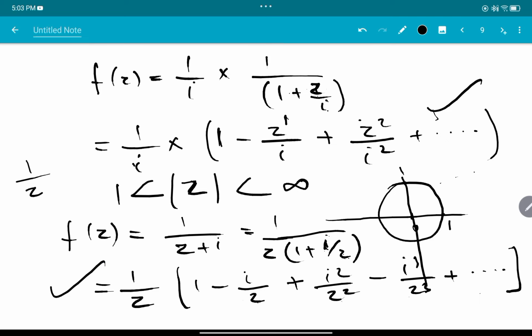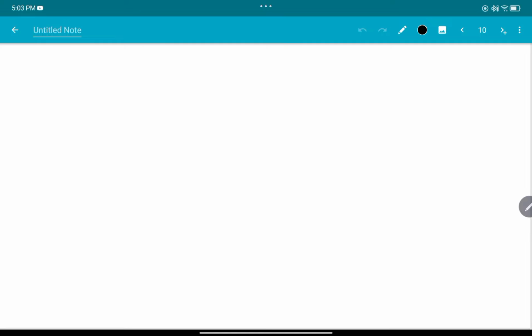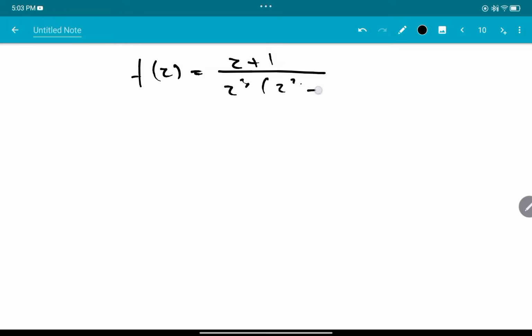Good. Now, next, let us take another example, that is f(z) is equal to z plus 1 divided by z cubed into z squared plus 1. We have to expand it in two regions. There are two regions now.